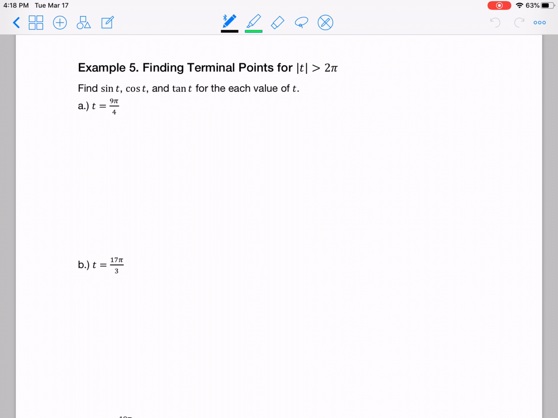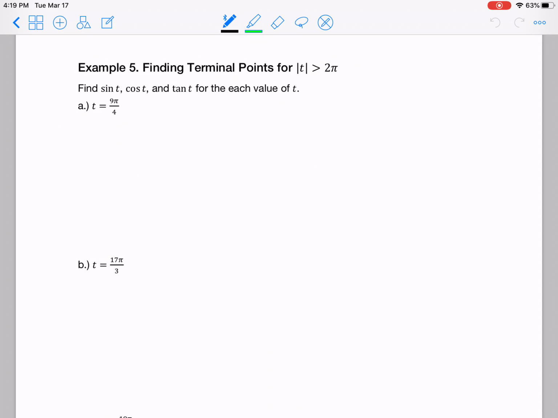Let's try and get through the rest of this 4.2 here. So let's go ahead and start with finding terminal points for angles that have a magnitude greater than 2 pi. And so we're going to find sine, cosine, and tangent for each value of this. So let's look at 9 pi over 4.